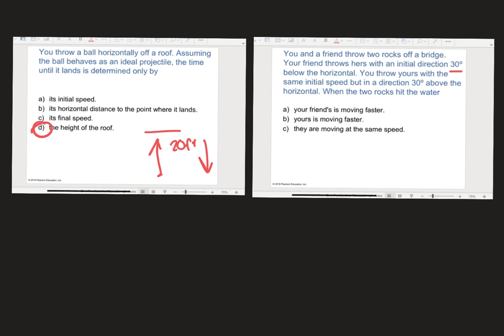So now for this one, the answer is going to be D, the height of the roof, because to determine how fast it's going to take to come down, we first have to know what the distance between the top and the ground would be. So that would help us determine that.